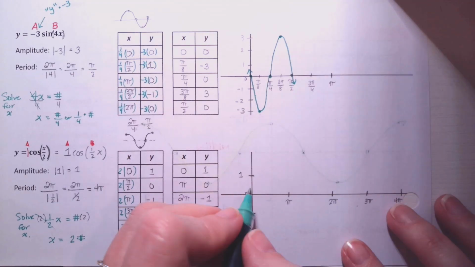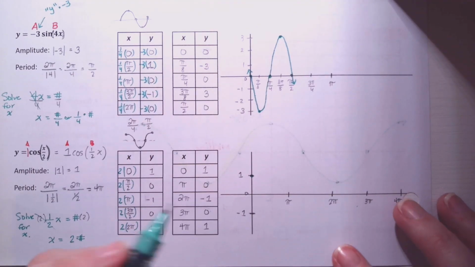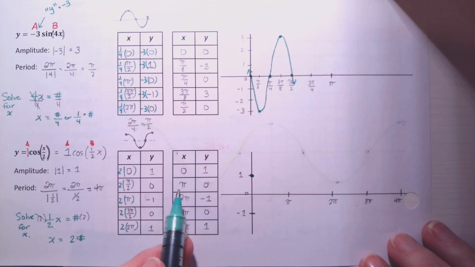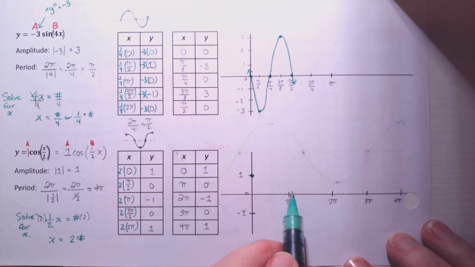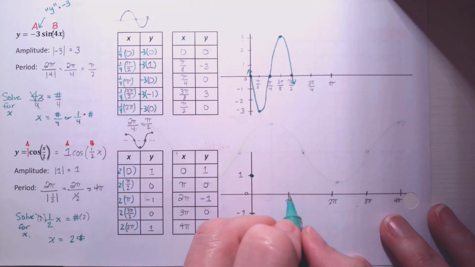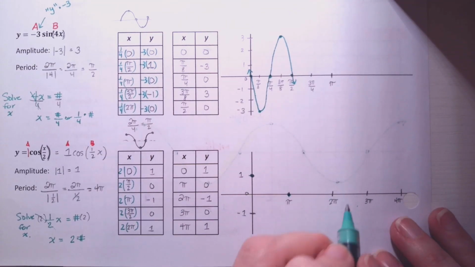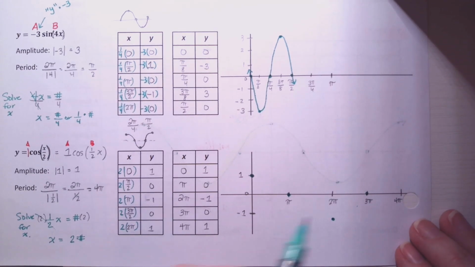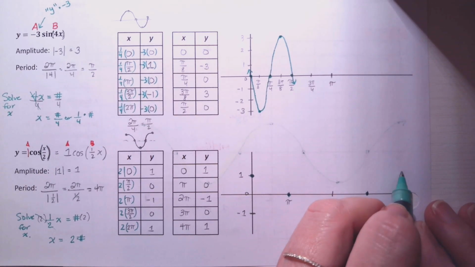And I'm going to take these little guys and plot them. We'll start with 0, 1. Okay. And then we'll do pi, 0. So over here at pi, we'll have 0. 2 pi, we're at -1. 3 pi, we're back up to 0. And then 4 pi, we're going back up to 1 again.